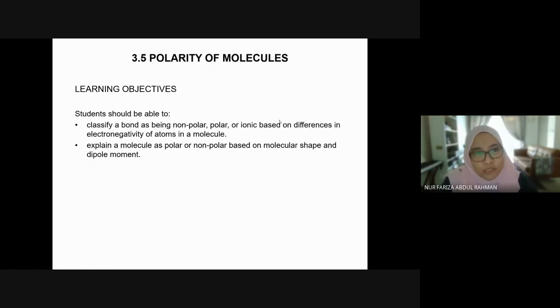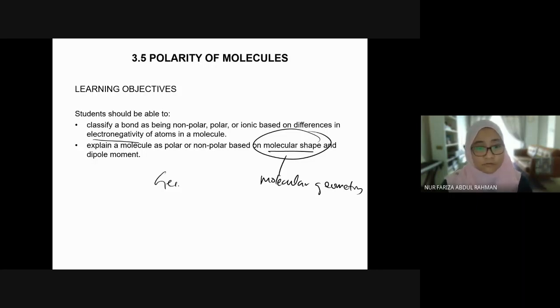Bismillahirrahmanirrahim. Polarity of molecules. Okay, learning objectives. So we have 2 learning objectives for this subtopic, which go beyond VSEPR. We have to make sure that you are able to classify a bond as non-polar, polar, or ionic based on differences in electronegativity. So we will base it on the electronegativity of the atoms. And then you have to explain a molecule as polar or non-polar based on the molecular shape. Molecular shape is also known as molecular geometry. Okay, alright. So by now you should know that we have 2 types of geometry.